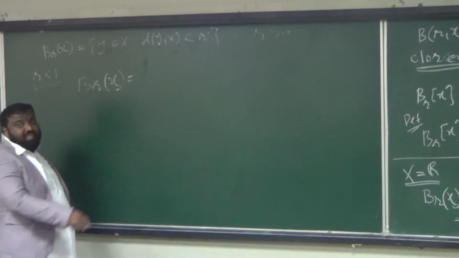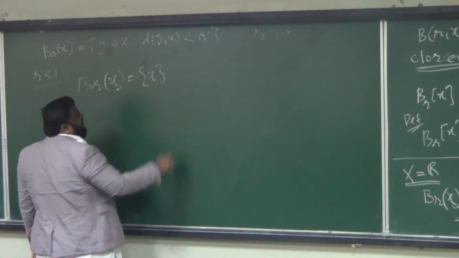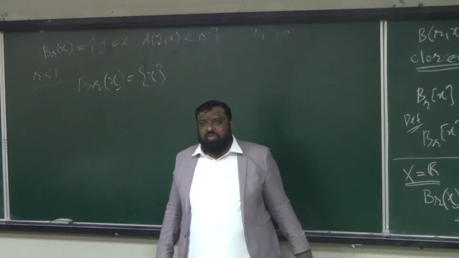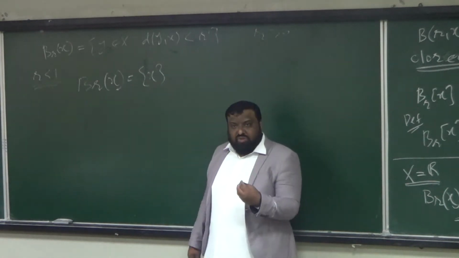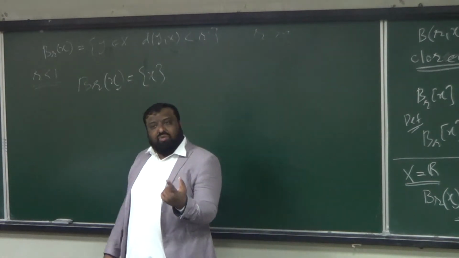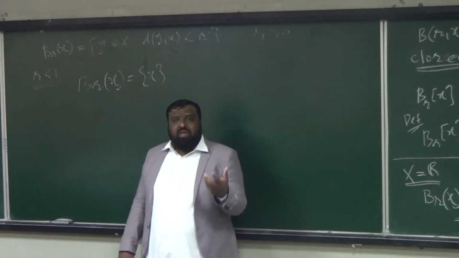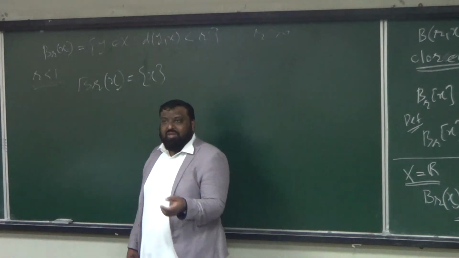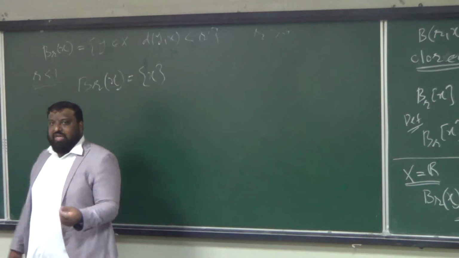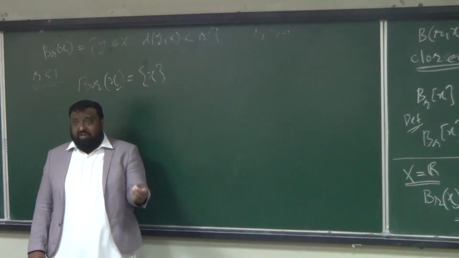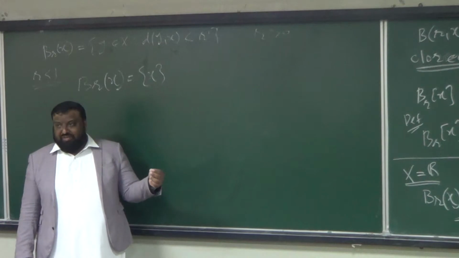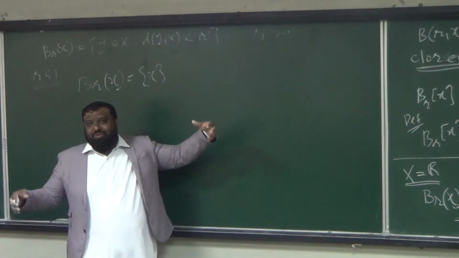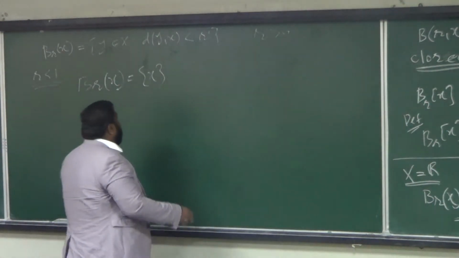Okay? So in that case, this is going to be the singleton x. So the ball is going to be the singleton. In other words, in that picture, if you want to draw a radius smaller than 1, it is going to contain only that point. But if you want to draw a ball on a point of radius 1 or bigger than 1, then it should contain everything. Why? Because all of the points are at distance 1 from each other, so all of those are going to be encapsulated.